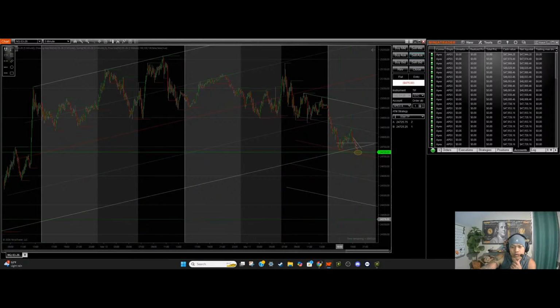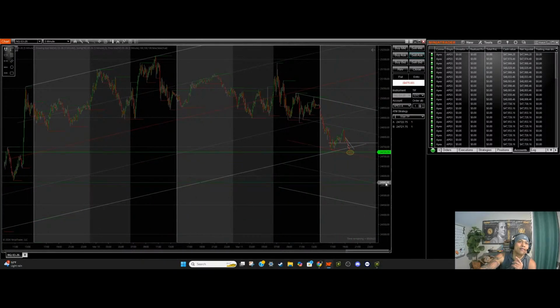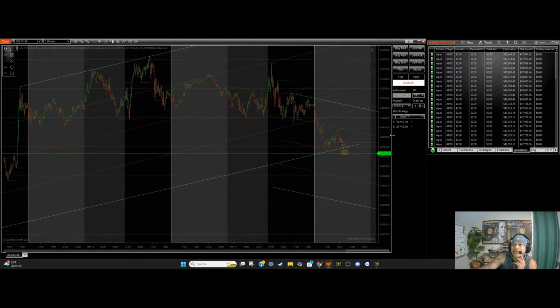Like I swear, sometimes I feel like someone's watching me, because every time I get in a trade, it goes the opposite. And then if I get out, it'll reverse. If I stay, it'll keep going against me. It's like trading just sucks, you know.